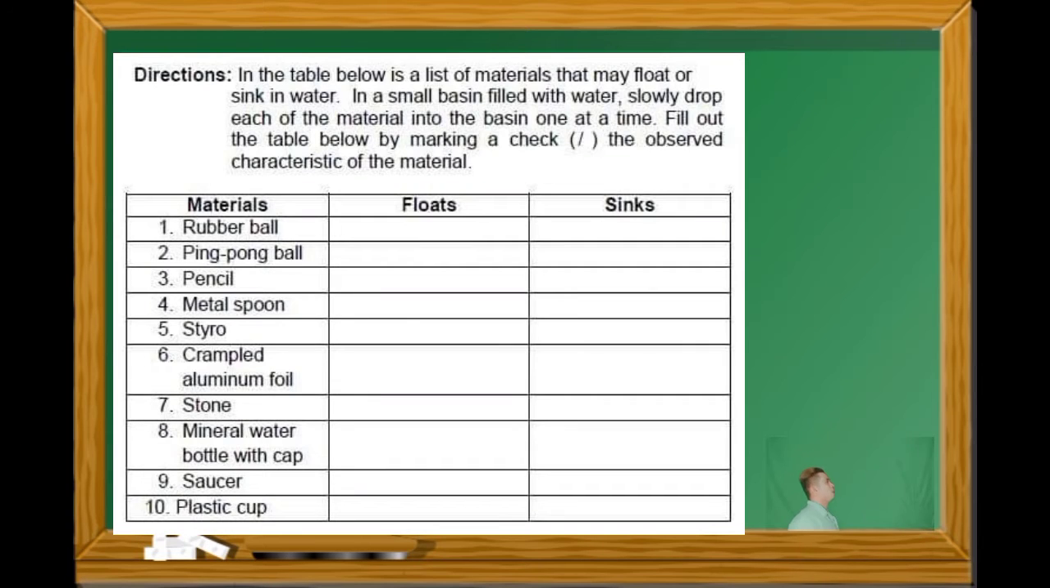Here is a table of materials that may float or sink in water in our experiment later. Fill out the table by marking check the observed characteristic of the materials in the first column, such as rubber ball, ping pong ball, pencil, metal spoon, styro, crumpled aluminum foil, stone, mineral water bottle with cup, saucer, and plastic cup.